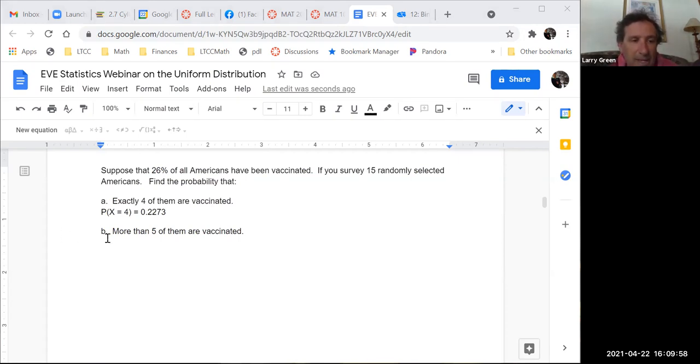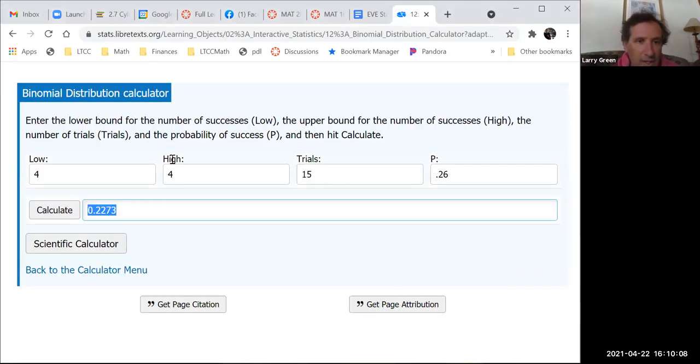Okay, let's do part B. What's the probability that more than 5 are vaccinated? Let's go back to the calculator. And more than 5, what's the low for more than 5?